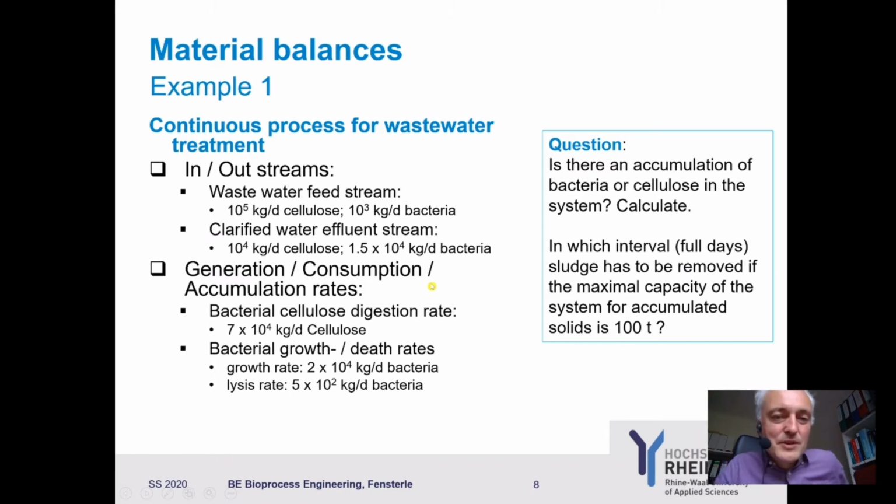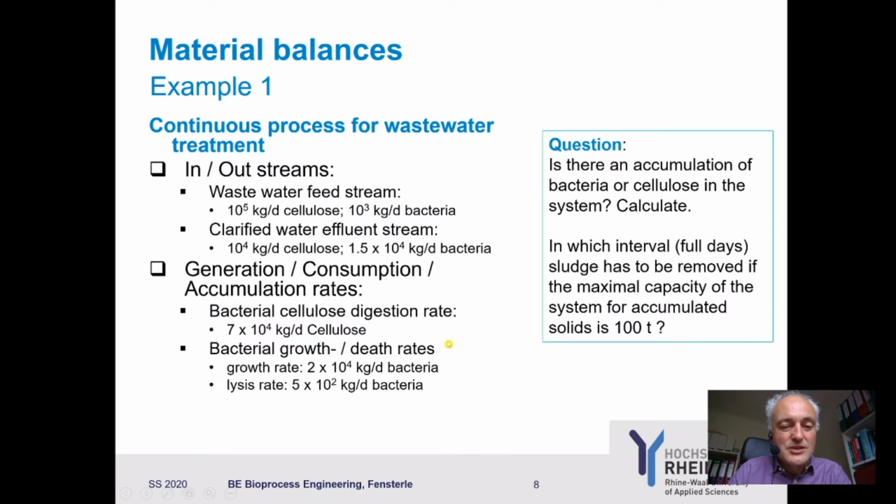In this example, we have a continuous process for wastewater treatment. So the in and the out streams are like this. We have a wastewater feed stream. We bring in 10 to the 5 kilograms per day cellulose and 10 to the 3 kilograms per day bacteria. We have a clarified water effluent stream. So 10 to the 4 kilograms per day cellulose go out, 1.5 times 10 to the 4 kilograms per day bacteria go out. And the accumulation, generation, consumption rates are like this.